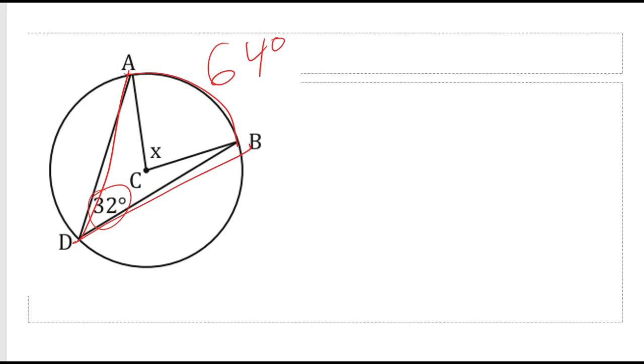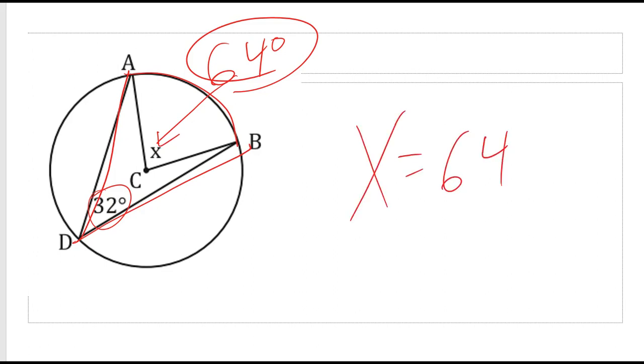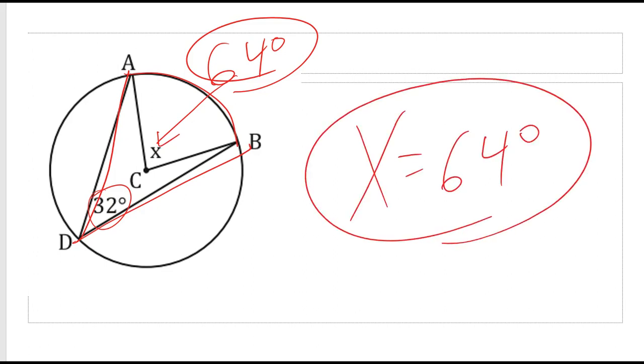Now, if you remember, central angles are the same. So if this is 64, that means this has to be 64. So x equals 64. It's pretty simple. You've got to know inscribed and central. Central angles are the same. Inscribed angles cut in half. That's a good way to think about it. Central angles same, inscribed angles in half.